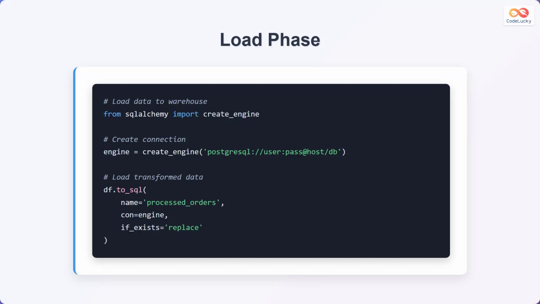Finally, the load phase focuses on loading the transformed data into a data warehouse. This code snippet shows how to load data into a warehouse. We begin by importing the create_engine function from the SQLAlchemy library. Then we create a database connection engine using a connection string that includes the database type, username, password, host, and database name. Lastly, the transformed data is loaded into a table named processed_orders. If the table already exists, it will be replaced.